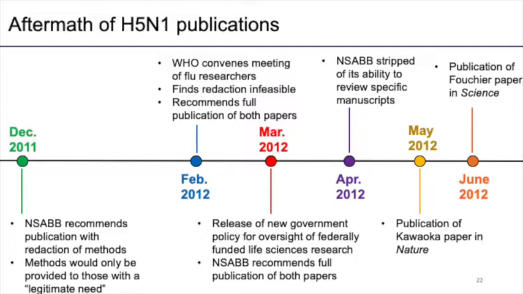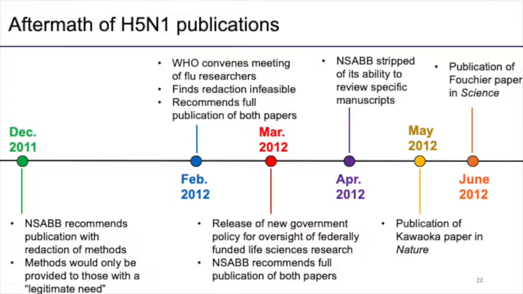Immediately following that, the NSABB was stripped of its ability to review specific manuscripts, so it can no longer do that. I think people were just embarrassed with how the process went during this whole debacle, with this flip-flop back and forth, and people didn't think the process was working so well. And so we no longer have an entity that can review dual-use research. In the following months, these two papers were published in Nature and Science.